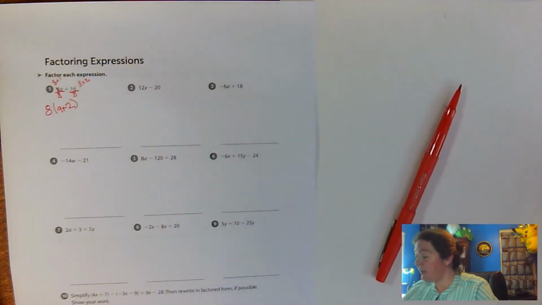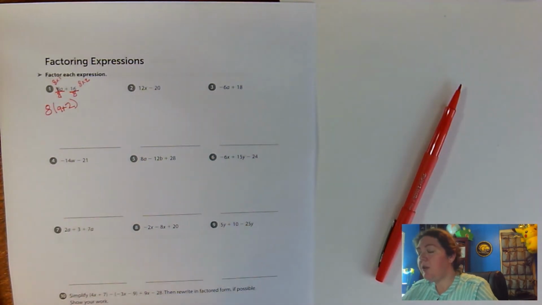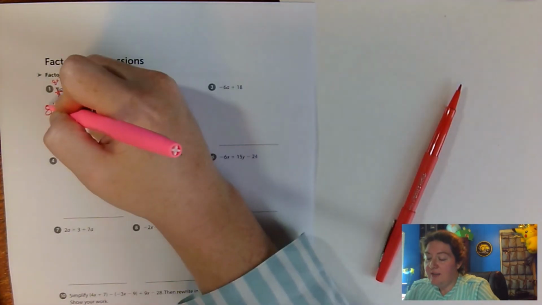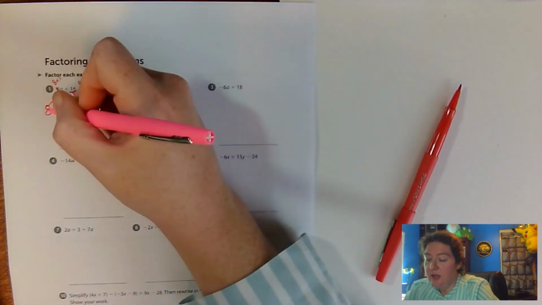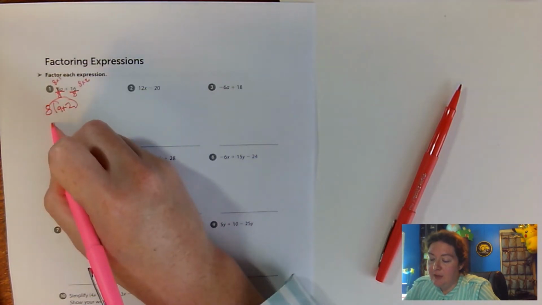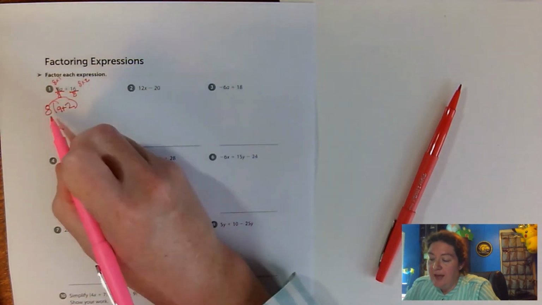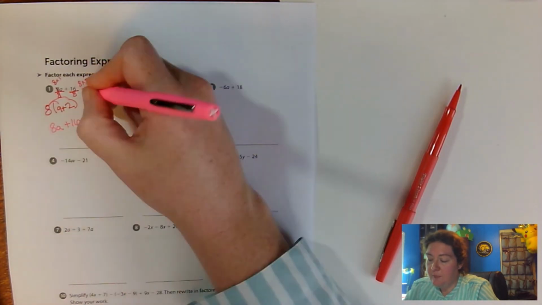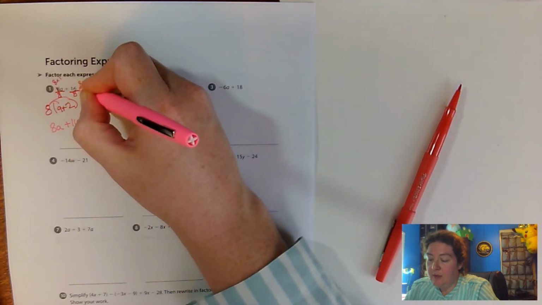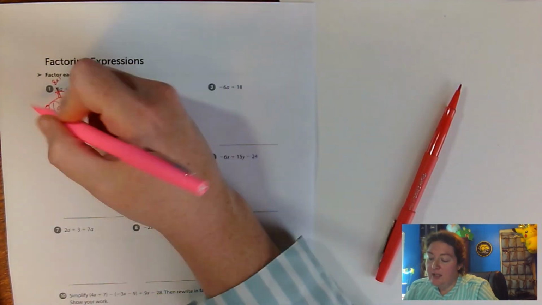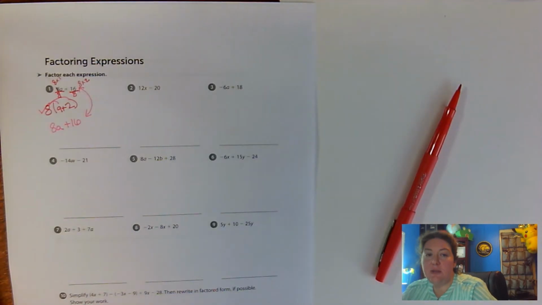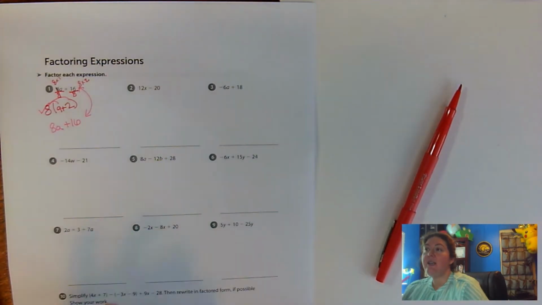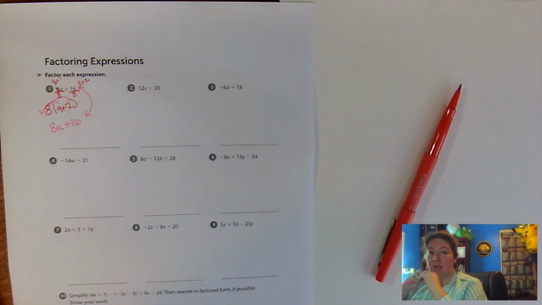Now, to check myself, I'm only going to do this in the first couple so that you kind of start getting the rhythm of this. To check myself, if I distribute this, 8 times a gives me 8a. 8 times 2 gives me positive 16. And look what I've got. I've got the exact same thing. So that tells me that my answer is correct. The whole purpose of this is to factor, to pull out what is in common. It's another way to simplify a problem.